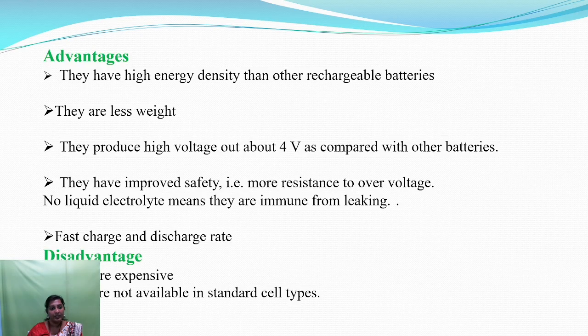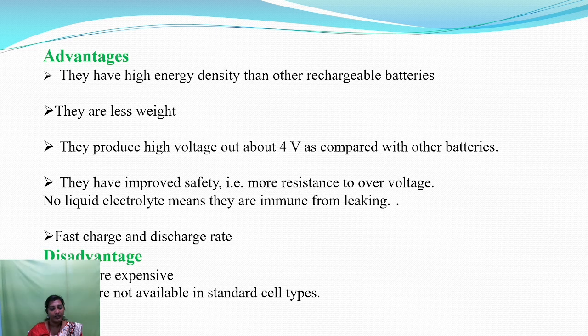Advantages: they have higher energy density than other rechargeable batteries. Compared to other rechargeable batteries, the lithium ion battery is a high efficiency, high energy density battery. They are light in weight, so we can easily transport this battery. They produce a high voltage of about 4 volts compared with other batteries. They have improved safety, being more resistant to overvoltage. With no liquid electrolyte, they are immune from leakage. Fast charging and discharging rate.